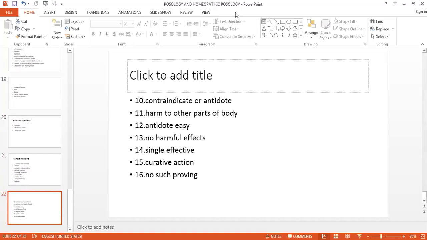So today's question is, give me the 3 points on the basis of which you can select your potency and you can repeat your medicines, and the certain kinds of observation on the basis of which you can repeat your medicine.